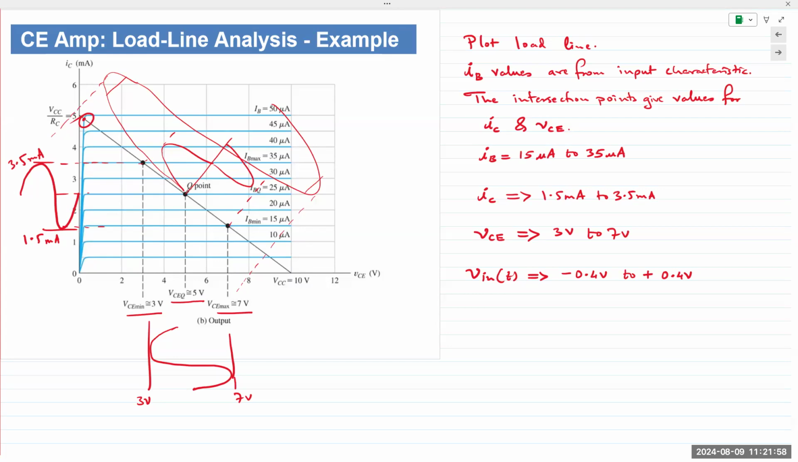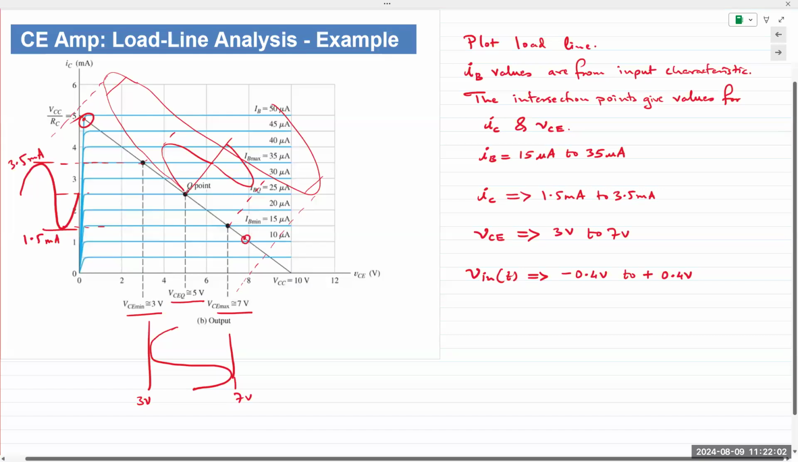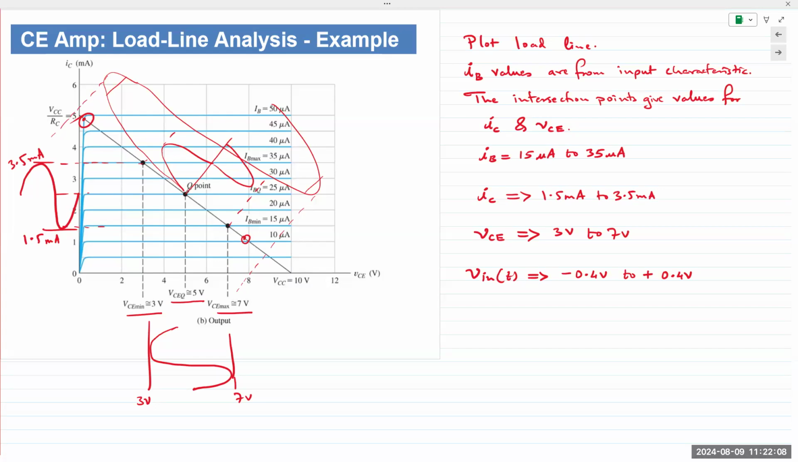If the beta value is below 100, then your Q point would be somewhere down here, and then again it's driving into cutoff. In both cases, it basically means the exact same thing. You cannot use the circuit for the exact same transistor. It just would not work.